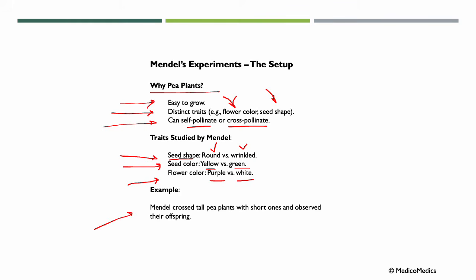So Mendel crossed tall pea plants with short ones and observed their offspring. And the reason he chose these pea plants is because they are simple and have clear traits, making it easy to study how traits are passed along.